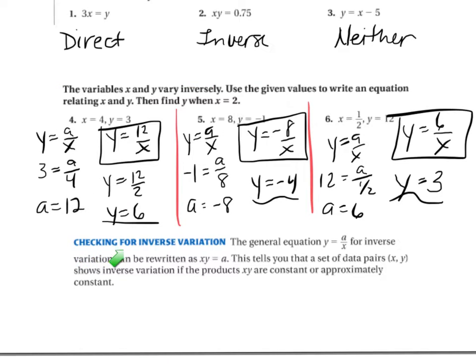Down at the bottom here, it says checking for inverse variation. So the general equation for inverse variation is y equals a divided by x. And so you could rewrite this by multiplying both sides by x as x times y equals a. So if you take a pair of data points x, y, and multiply them together, if you constantly take a bunch of them and always get that same number a back out, you can then say you must have a constant of variation there for inverse variation. So let's practice this on the next slide.